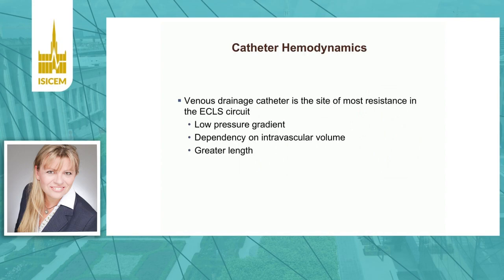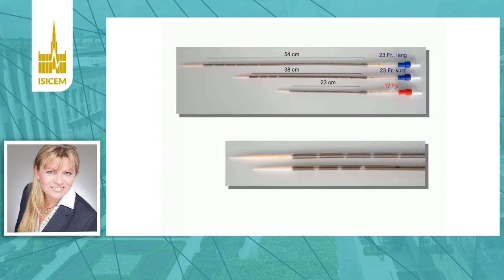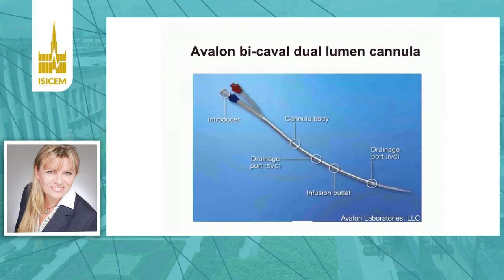Here you can see what the single lumen cannula looks like. It can be used for drainage or return. There are some examples of different cannulas for single lumen cannulation, or the Bi-Caval dual lumen cannula developed by Zwischenberger in the 80s of the last century. It has the introducer, drainage ports on the tip and in the cannula body, and an infusion outlet.